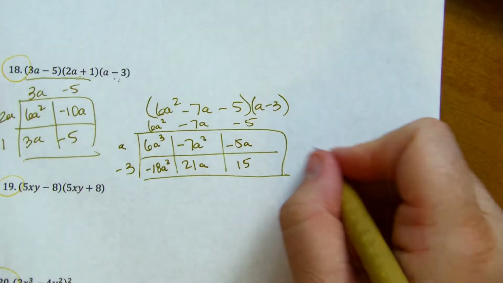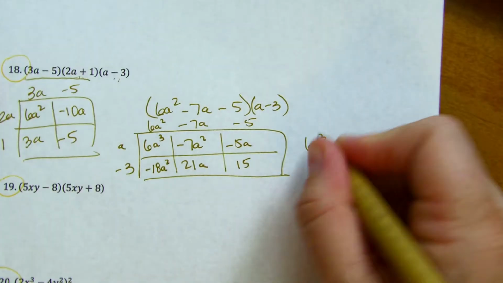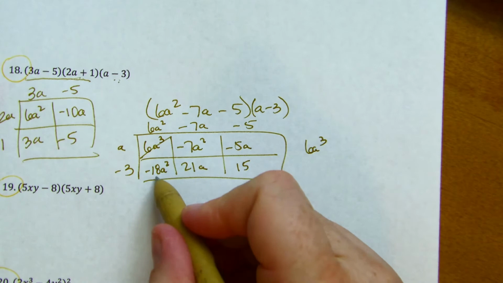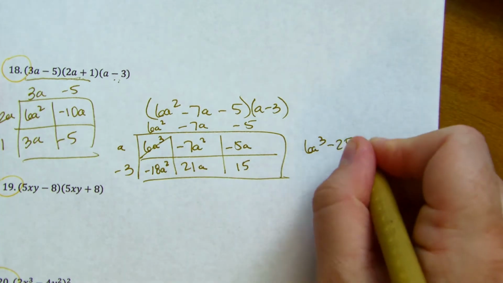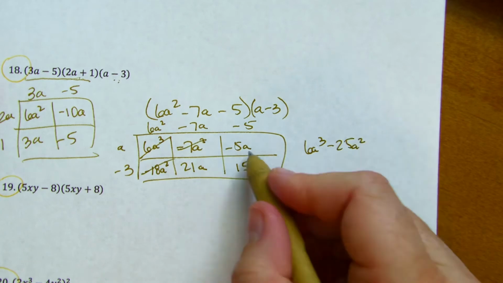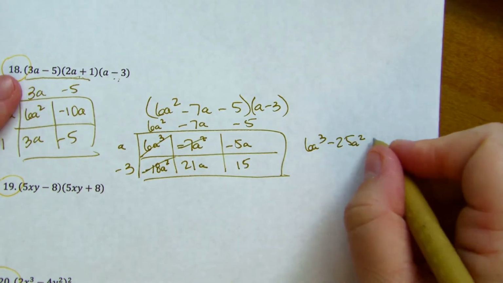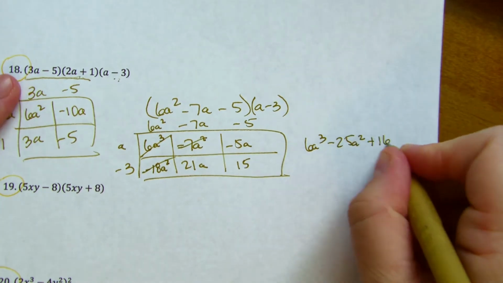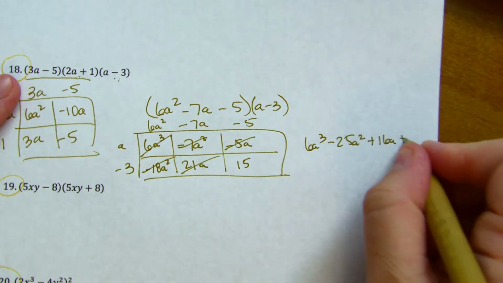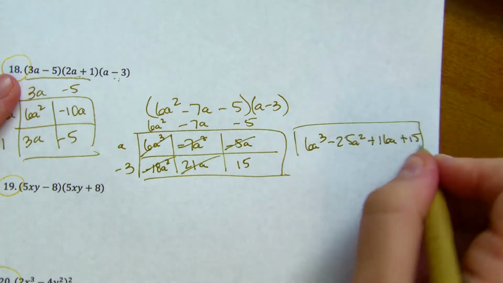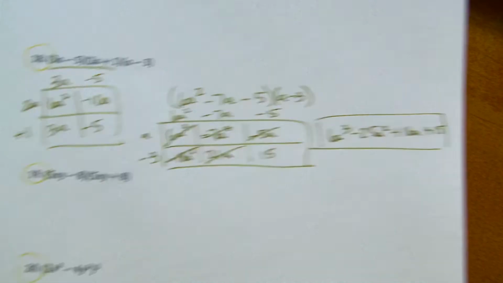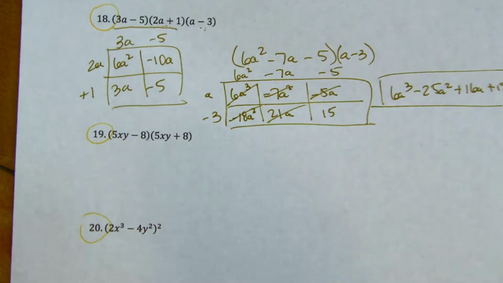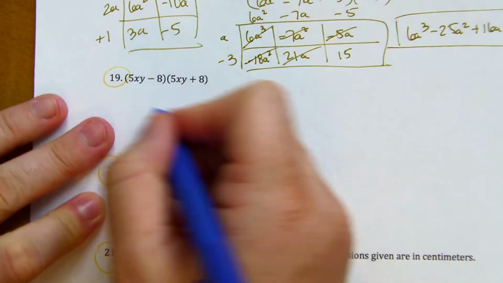And so our final answer is 6a cubed. Negative 18a squared and negative 7a squared is negative 25a squared. 21a and negative 5a is 16a and plus 15. And that's our answer. So not much harder when we have 3 of them we're multiplying. It just means we have an extra step. The next one is just a 2 by 2. It's a pretty easy one that we're doing here.